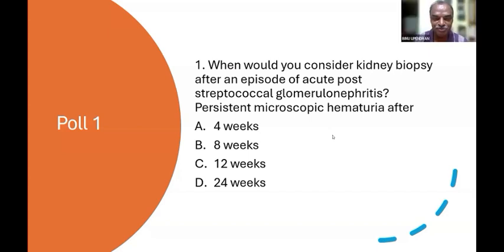Thank you, Dr. Martin. I think the point is it should not be ignored. One should consider biopsy if it is persisting, as Dr. Srijit said, could be a C3 glomerulonephritis as well. Go on, Dr. Jason.